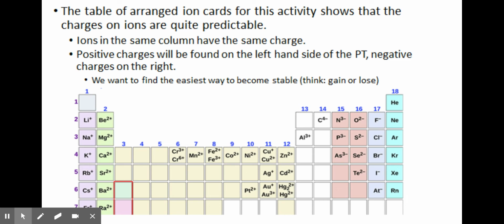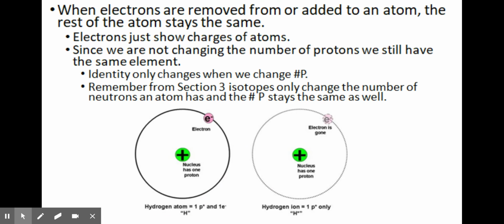We want to think, what is the easiest way to become stable? Do I want to gain electrons to become stable? Do I want to lose electrons to become stable, okay? Typically on that left-hand side of the periodic table where you see those positive charges, we are losing electrons. Again, think of it as a board game. Is it easier to gain 7 electrons if you're in group 1, or is it easier to just get rid of 1? Okay.